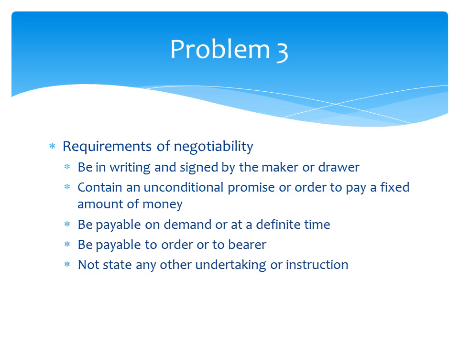Okay, problem number 3 deals with the requirements of negotiability, and there are 5 requirements. It must be in writing and signed by the maker or the drawer. It must contain an unconditional promise or order to pay a fixed amount of money. It must be payable on demand or at a definite time, be payable to order or to bearer, and not state any other undertaking or instruction.